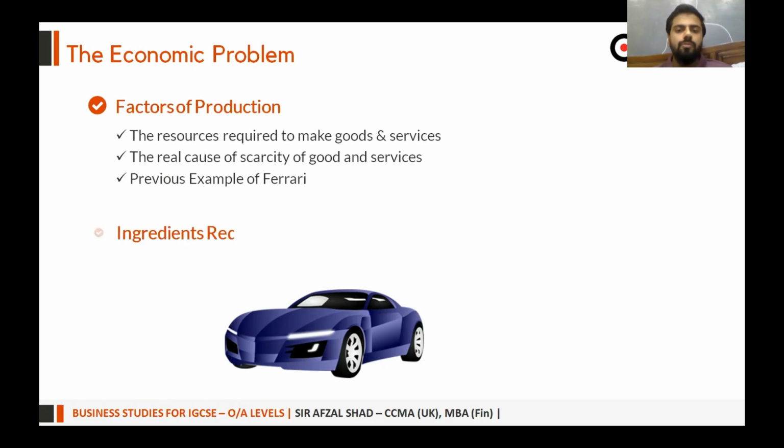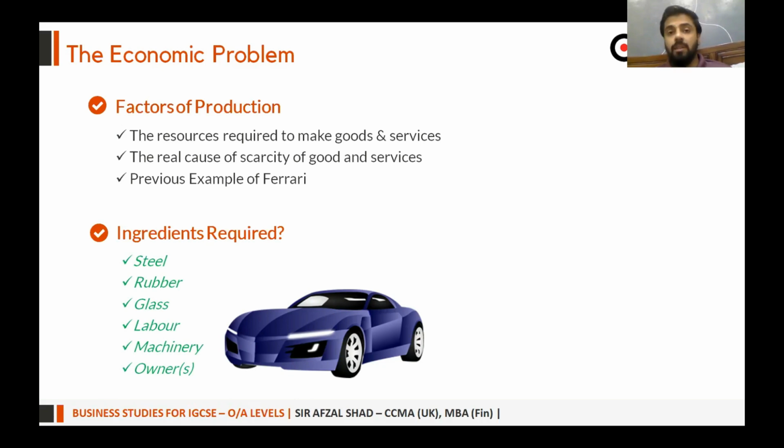So what are the ingredients required in making a Ferrari? Let's think: steel, iron ore, rubber for the tires and all other things. They may need glass. They may need lots of labor, those who are going to assemble these cars. They may need machinery, the machinery which is going to manufacture and assemble, make the engines for us, mold the doors for us. So a lot of machinery is required by a car manufacturing company.